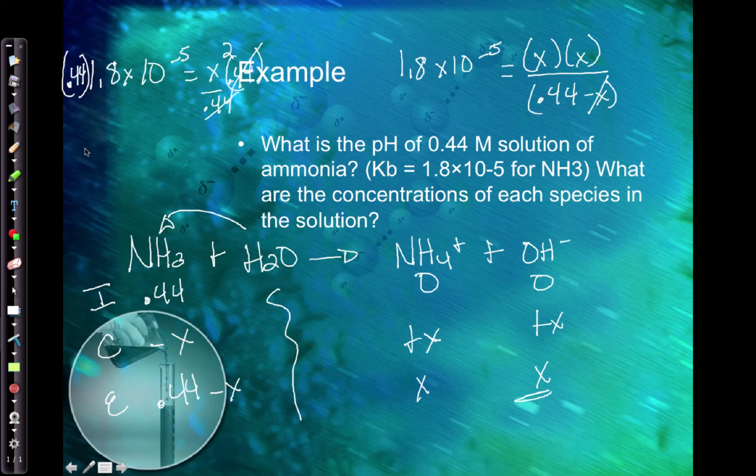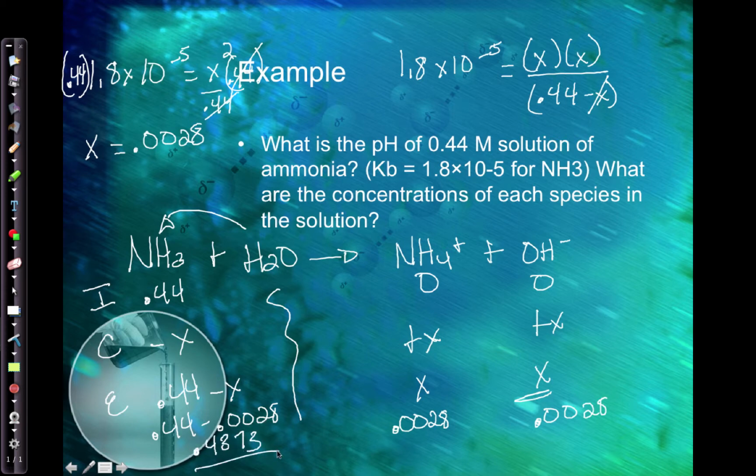All right, so when we do that, when I go through and I finally solve for the X, X is going to be equal to 0.0028. All right, so that means that I have the concentration of the hydroxide, which is 0.0028. I have X. I also have ammonium because they're equal to each other. And then this would be 0.44 minus 0.0028, which would be 0.4373. So I have the concentrations of everything. Now I just need to do the last thing and get the pH.